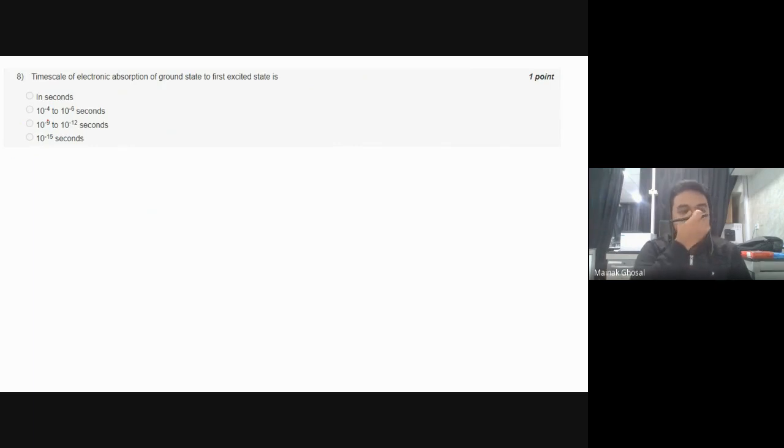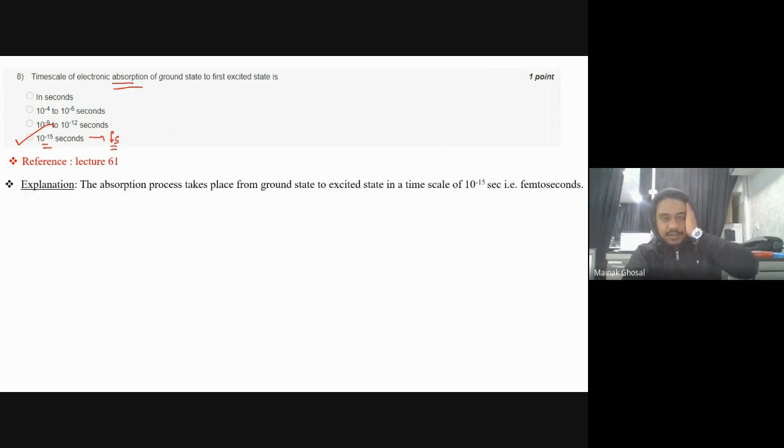Now, the time scale for electronic absorption of ground state to first excited state, so it is asking about that time scale for electronic absorption. Okay, so I have given you this answer, that absorption occurs in a time scale of 10 to the power minus 15 second, which is nothing but a femtosecond time scale. You can find this also in lecture number 61, that absorption occurs in a time scale of 10 to the power minus 15 second. Okay, so this is the answer.